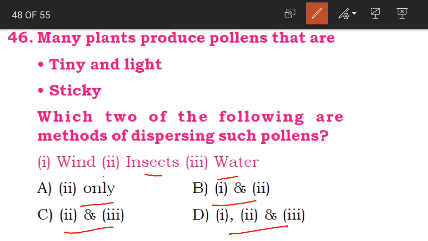What we learned, they are going to stick to the body of insects or any human being or animals. So that is why they are carried far away from the mother plant. That is why the second and third options are the correct answers here. Okay, clear? That is the C option.